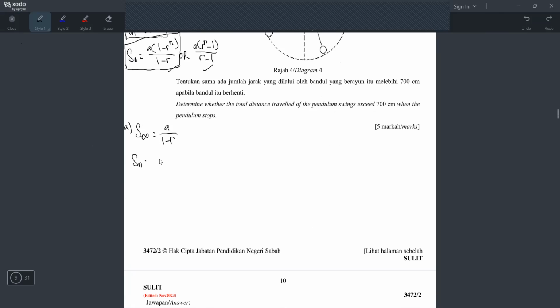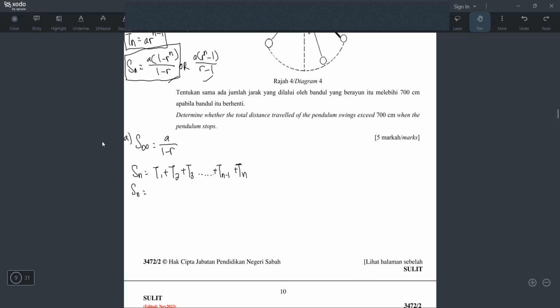Sn formula is actually, it means what? T1 plus T2 plus T3, so on until Tn, right? Okay. If I want S7, then I add until T7, right? So what is the term before Tn? It will be Tn minus 1, right? And then we will use the Tn formula, which is AR power n minus 1, right?